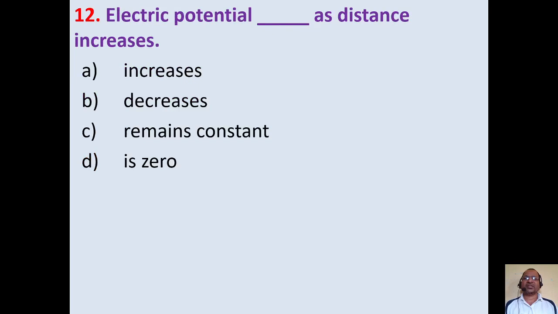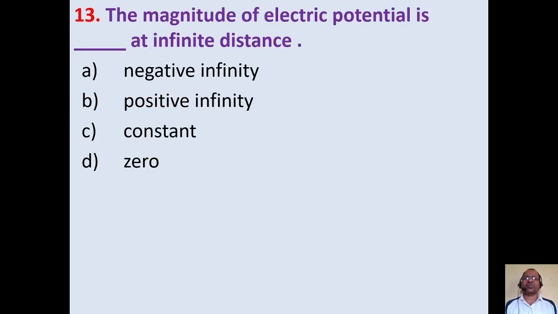Electric potential dash dash as distance increases. We know that electric potential decreases as distance increases. The magnitude of electric potential is dash dash at infinite distance. So as we have seen that electric potential goes on decreasing as distance increases, at larger distances, or we can say at infinite distance, electric potential should equal 0.